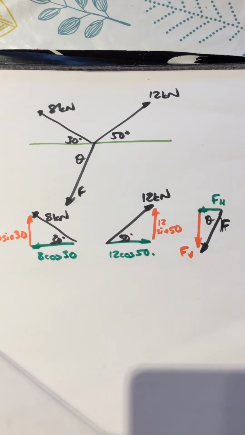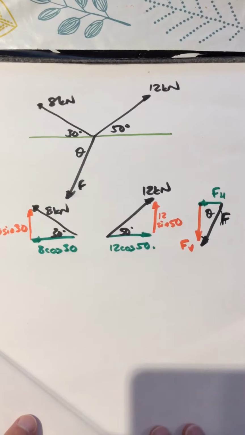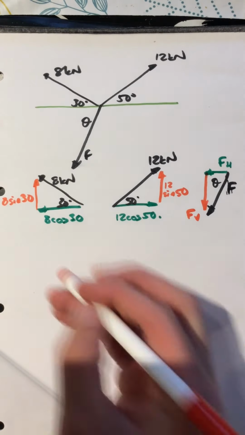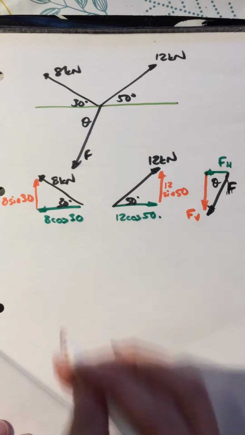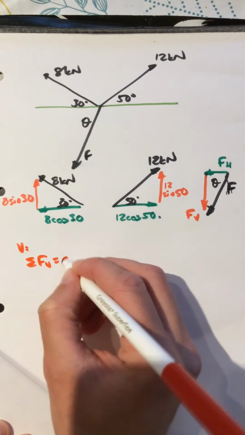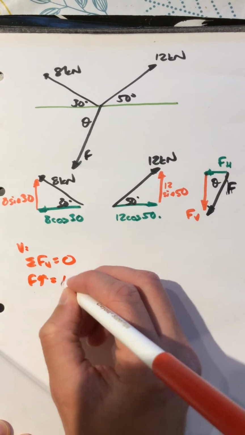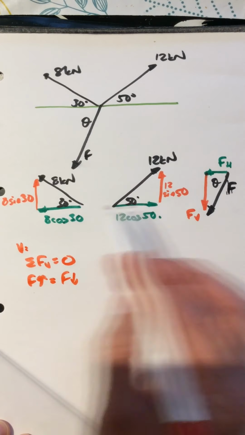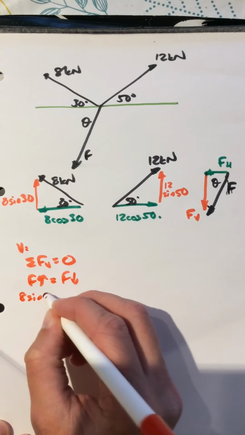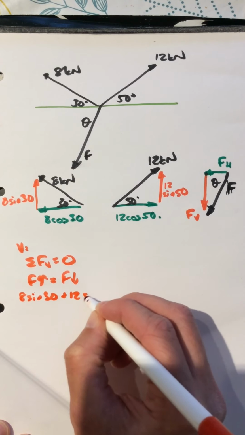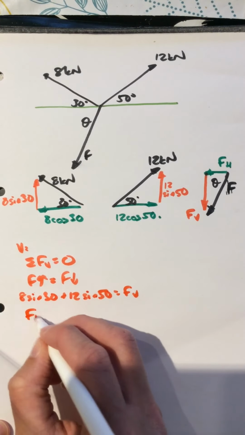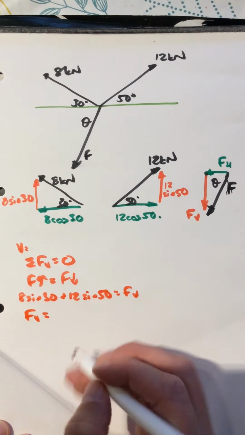We're then going to use our laws of equilibrium, and we're going to balance our vertical and horizontal forces. So start with vertical. Sum of the forces vertical equals 0, forces up equal forces down. So forces going up, I have these two going up and FV going down. So 8 sin 30 plus 12 sin 50 are equal to FV. Therefore FV equals 13.2 kilonewtons.